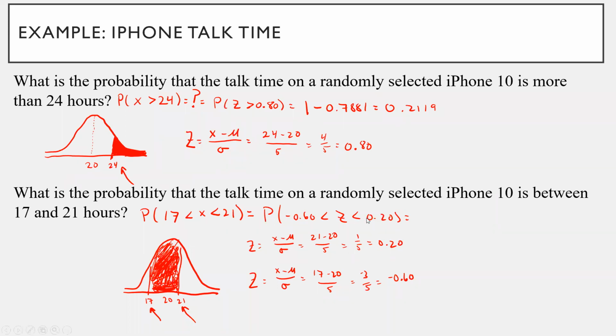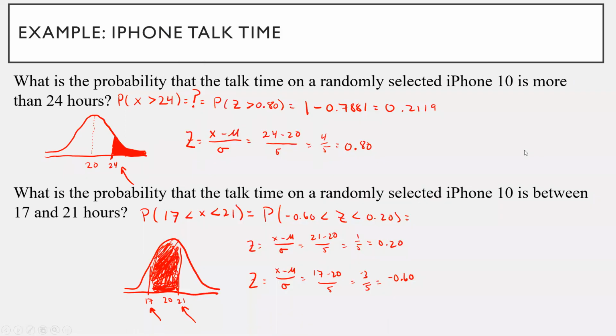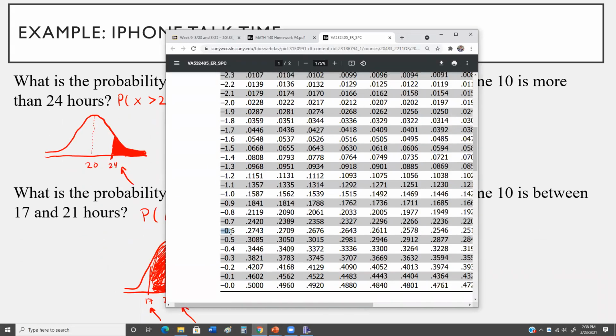So I'm going to go look up the area for this z-score of 0.20. So here's 0.2. Last digit is a 0. So it's 0.5793. And then you gotta go look up this other one, negative 0.60. So I've got to go to the negative side, negative 0.6, and then 0. So 0.2743.